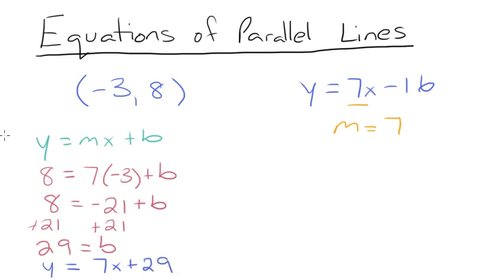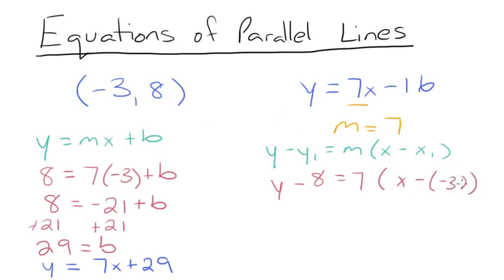If we wanted to use the point-slope equation instead, we'll get the same answer. So let's write out our point-slope equation. Y minus y1 equals m times x minus x1. Plug in our values for m, x1, and y1. So we have y minus y1, 8, equals m, which is 7, times x minus negative 3. If we simplify the subtracting a negative part, we'll get y minus 8 equals 7 times x plus 3.